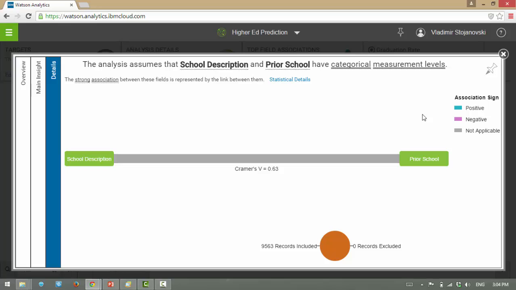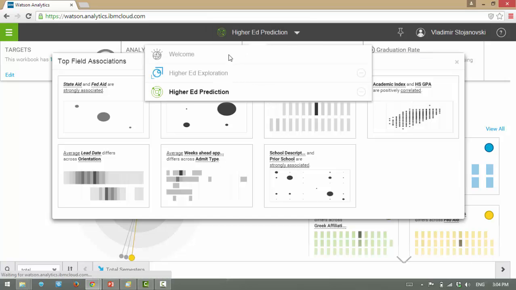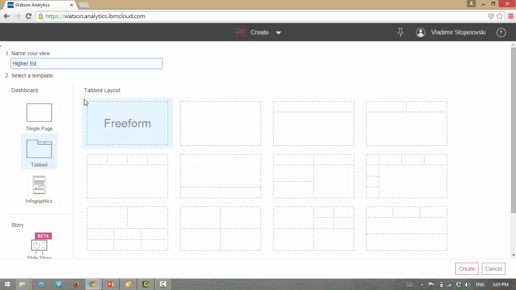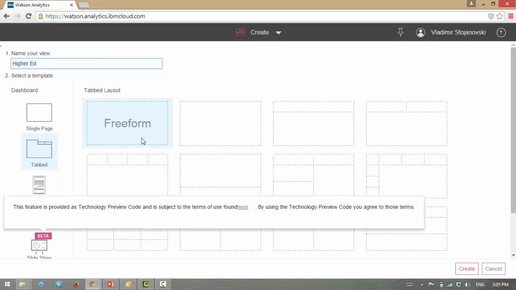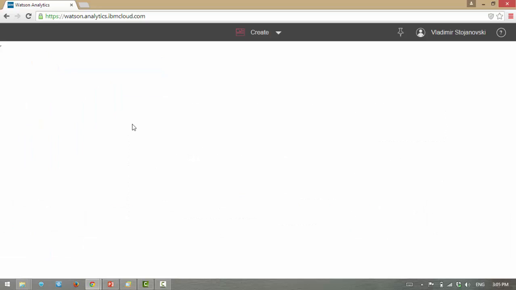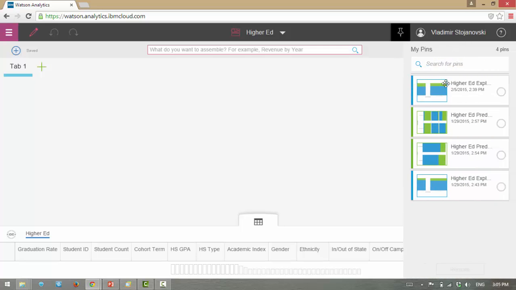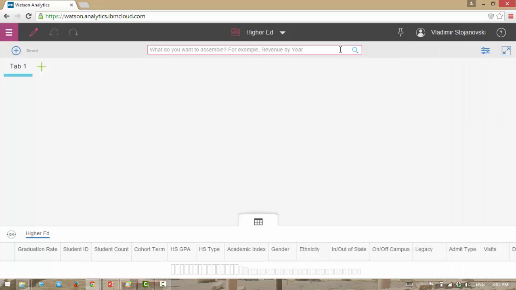Now that we have seen the explore and predict power of Watson Analytics, let's take a look at one more capability, and that is the ability for a business user to assemble their own dashboard. There are a number of templates that I can use. I will start with a free form. Now remember that we pinned interesting findings. I can take those findings and I can simply drag and drop them into my dashboard, or I can start from scratch. So I may want to get a map of students by admission age, for instance.